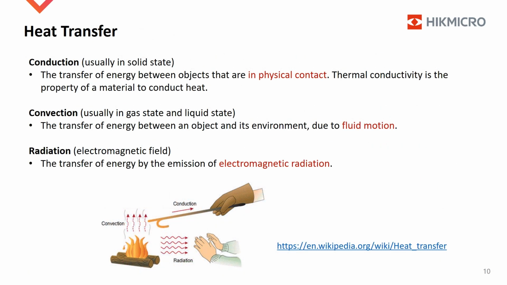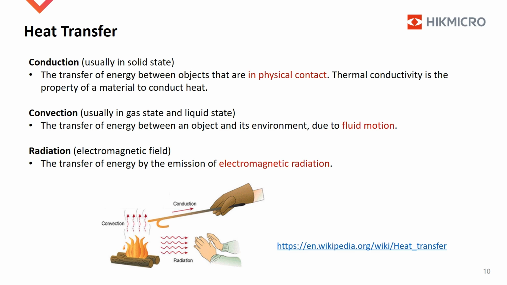Heat transfer generally has three methods: conduction, convection, and radiation. Conduction usually occurs in solid state. Thermal conductivity is the property of a material to conduct heat from one end to another. Energy can also transfer from one object to another when they are in physical contact. Convection usually occurs in gas state and liquid state. Energy can transfer between an object and its environment thanks to fluid motion. Radiation is a special form of heat transfer and occurs with electromagnetic field.